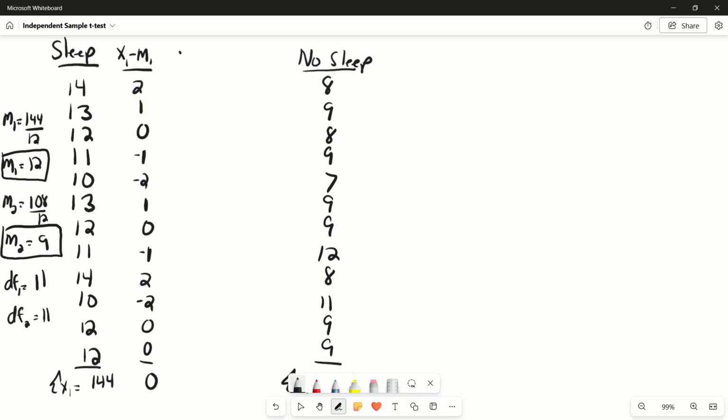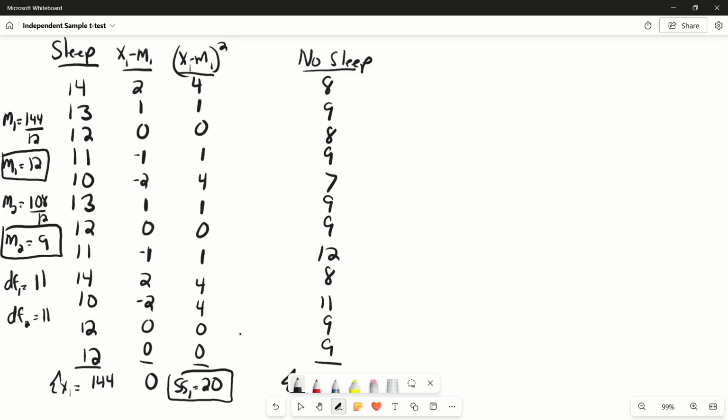And now we're going to square these. So we're going to have an x1 minus m1 squared column. These are the squared deviation scores for sleep. We're just going to square our deviation scores, getting rid of all those negatives. And then we're going to sum this up to get the sum of squares. So our first sum of squares is going to be 20 for this column.